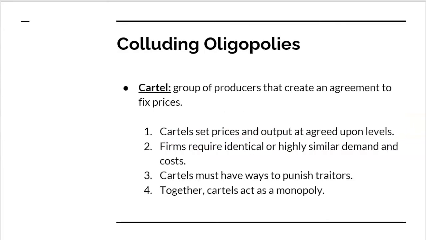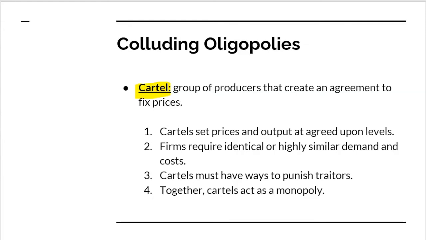So that leads us into colluding oligopolies. Colluding oligopolies are often known as cartels, a group of producers that create an agreement to fix prices. And so in a way, it's a little bit like price leadership, but in the sense that it's more illegal, because these firms are going to collude. They're going to work together.